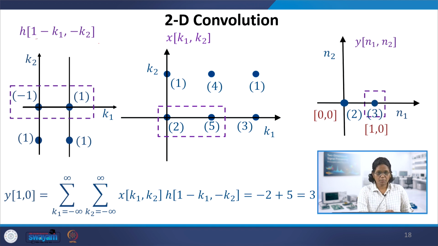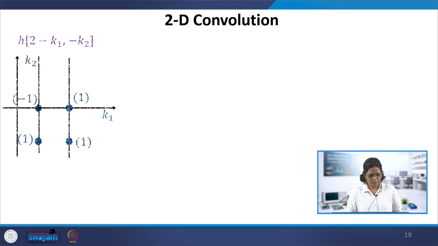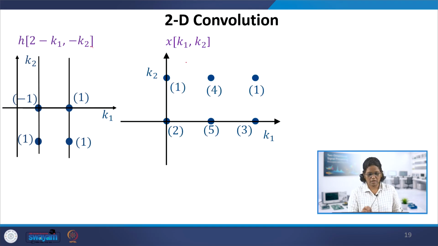Now suppose we want h of 2 minus k1 for y of 2 comma 0. In that case, only this k1 term becomes 2, so 2 minus k1 and minus k2. The h of minus k1 and minus k2 that we got needs to be shifted once more. So we get h of 2 minus k1 and minus k2. You can see this point is shifted to 2, which was at 0 in the mirror image. Now the two samples are shown here, and x of k is as such, that is a 2-dimensional signal.